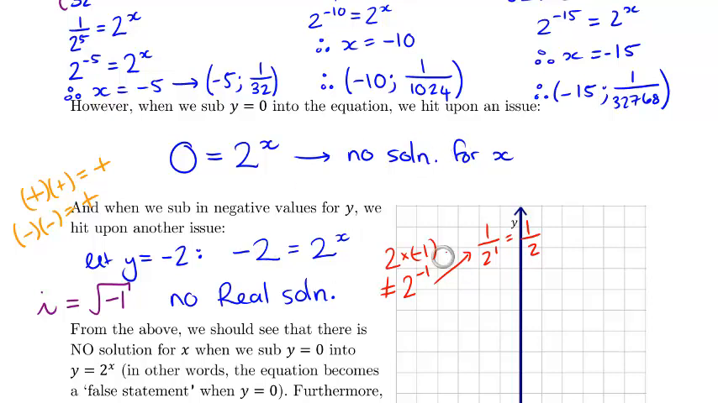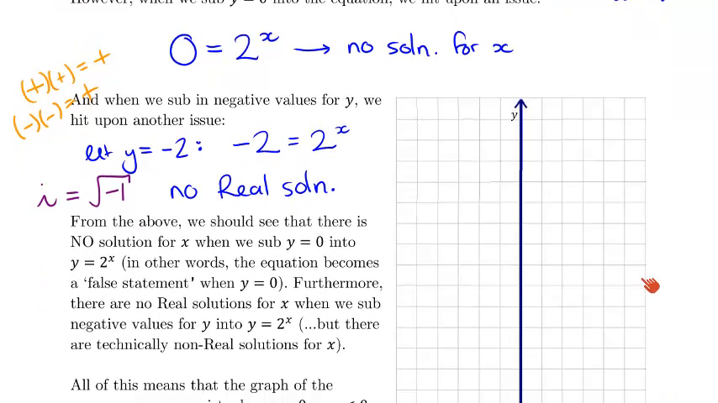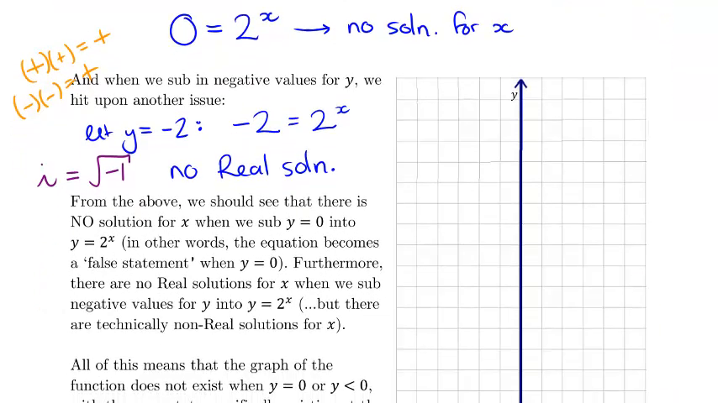So we have two situations here. When y equals 0, we have an equation that has no solution at all. No real solution, no non-real solution. But when we subbed in negative values for y, we ended up with an equation which has no real solution. Okay, let me just quickly rub this out before we continue reading our lesson. Let's see what we are going to get to over here.